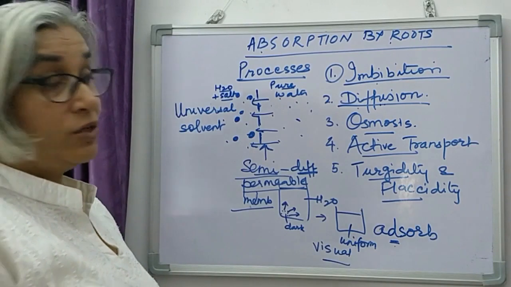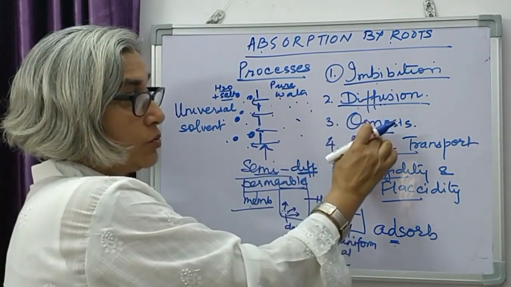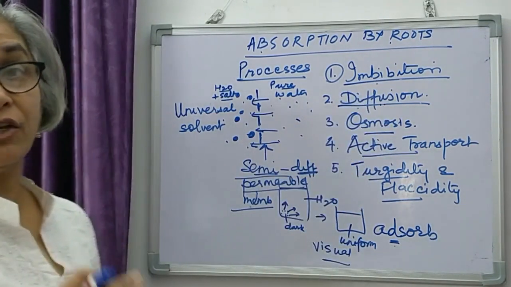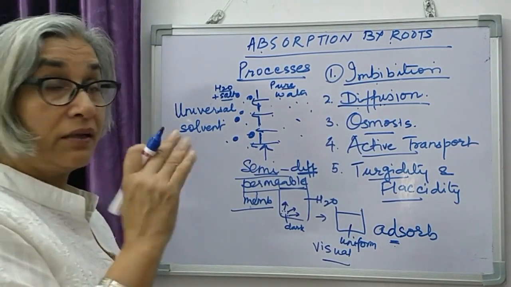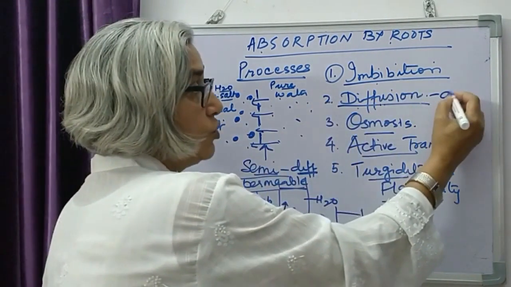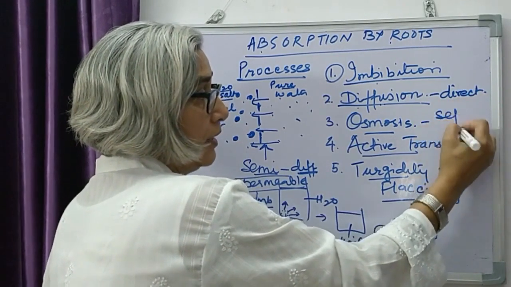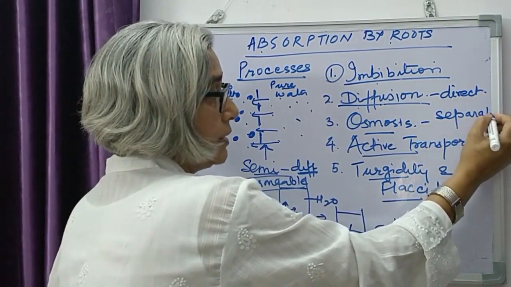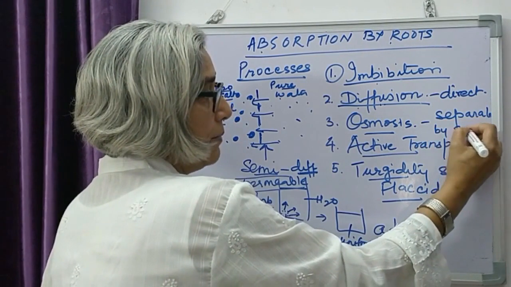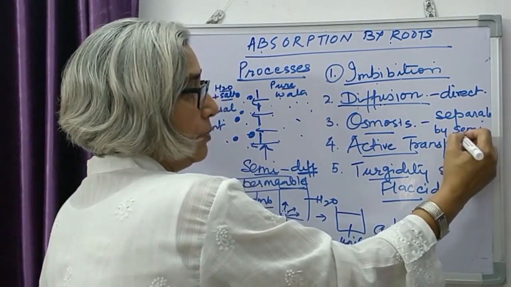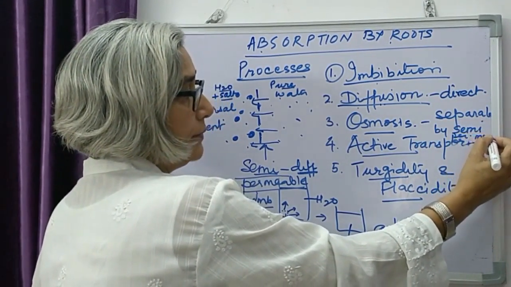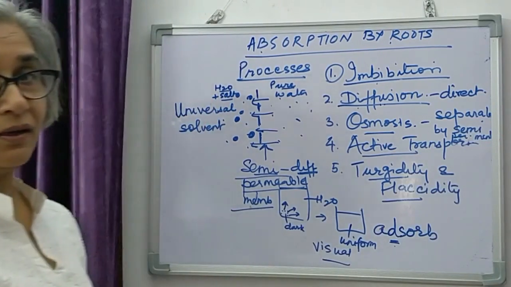Is that clear? So osmosis is nothing but a kind of diffusion, but in diffusion the two substances have to be in direct contact, and here they have to be separated by a semi-permeable membrane. Is that clear?